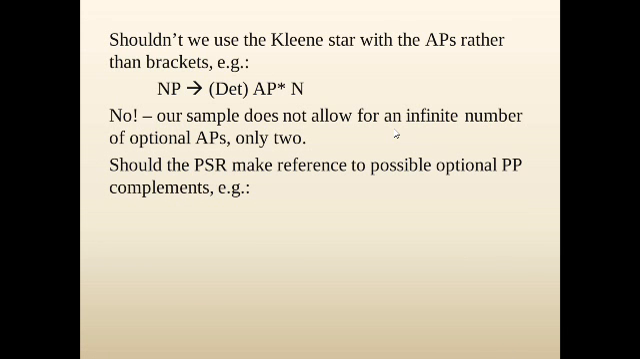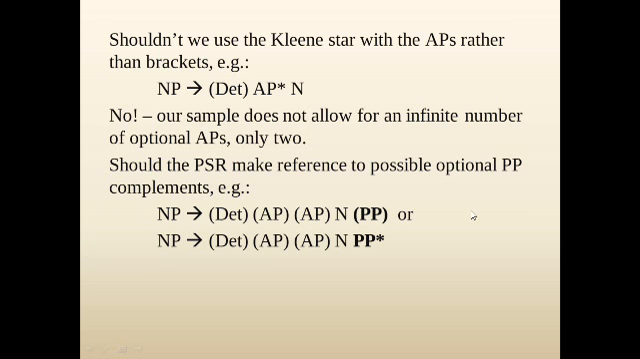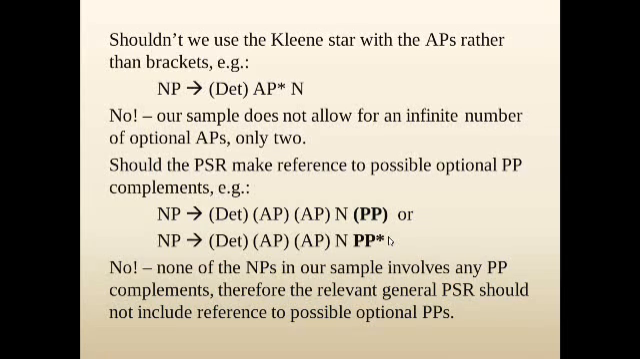From previous experience, we also know that noun phrases can contain an optional preposition phrase complement. In view of this, should we change our phrase structure rule to include reference to a possible optional preposition phrase complement, either by using PP in brackets at the end, or perhaps by even using the Kleene star showing multiple possible optional preposition phrases? The answer again is no.